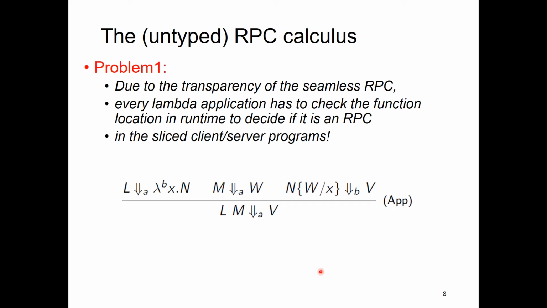The simple RPC is good for tierless programming. However, due to the transparency of the simple RPC, every lambda abstraction has to check the function location at runtime to decide if it is an RPC or not. This happens even in the sliced client and server programs after the slicing compilation.